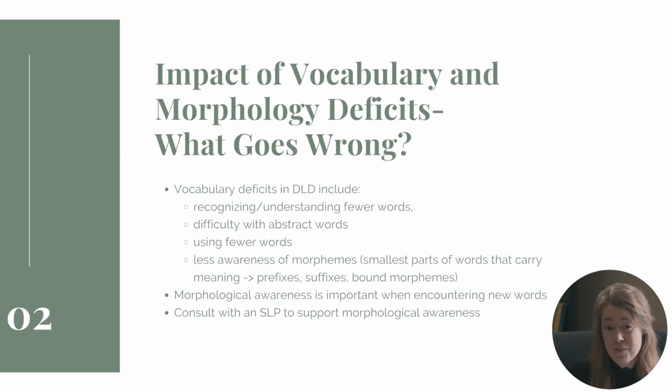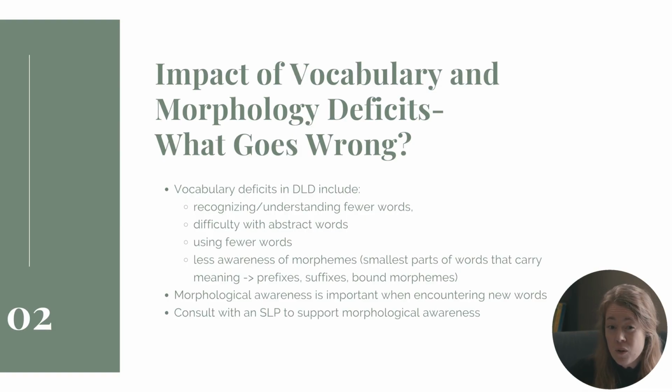We also know that our kids tend to use even fewer words than they understand, so their language is not varied and is sometimes vague rather than providing specific information. Another issue with vocabulary is that our kiddos may have less awareness of morphemes, which are small parts of words that hold meaning. You may be familiar with the terms prefixes and suffixes, where we add a part to the beginning or ending of a word to change its meaning, like adding re, which means again, to do, resulting in the word redo, which means do again.